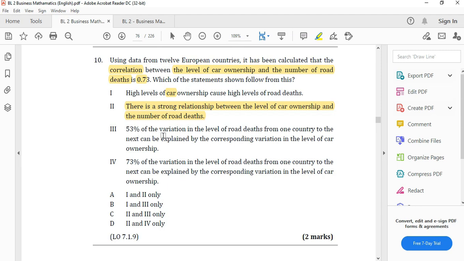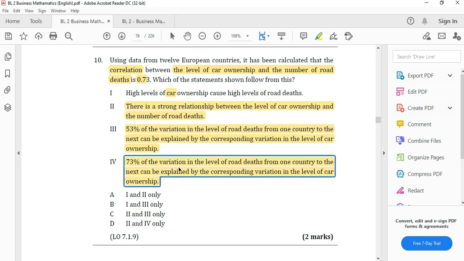Let's see the other one. 53% of the variation in the level of road deaths from one country to the next can be explained by the corresponding variation in car ownership. This type of explanation we can give when we have the coefficient of determination. That is the R squared. Do you all remember? R squared, the coefficient of determination.